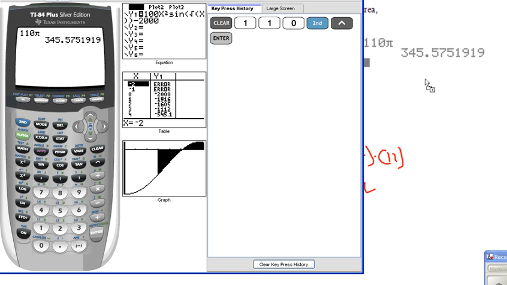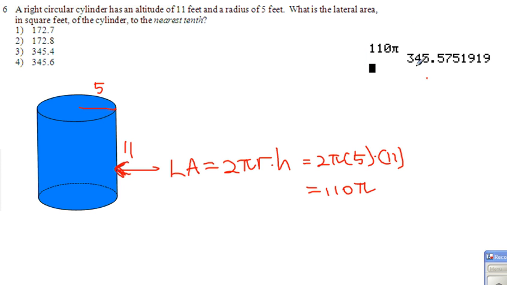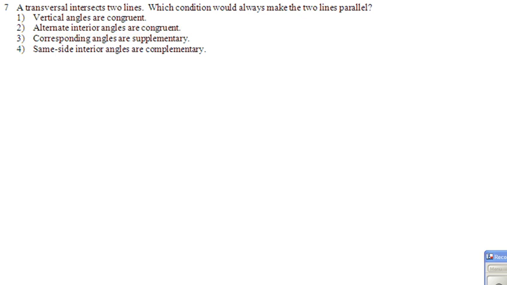Then, as you can see, that will be equal to 345. So it looks somewhat like this. So that becomes our final answer. All right, let us continue to number 7.